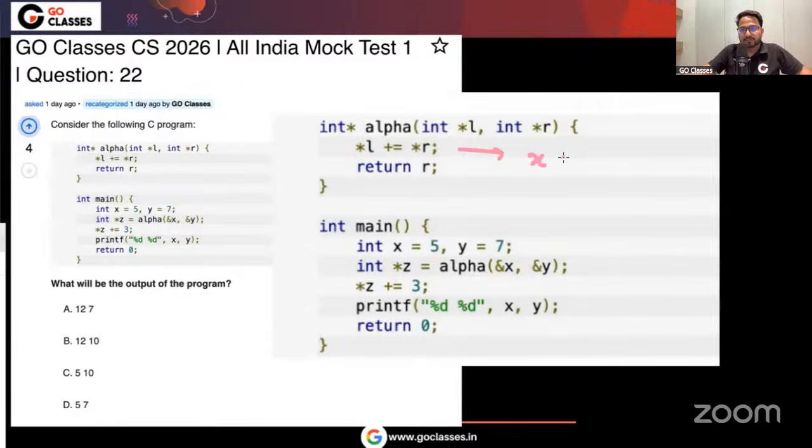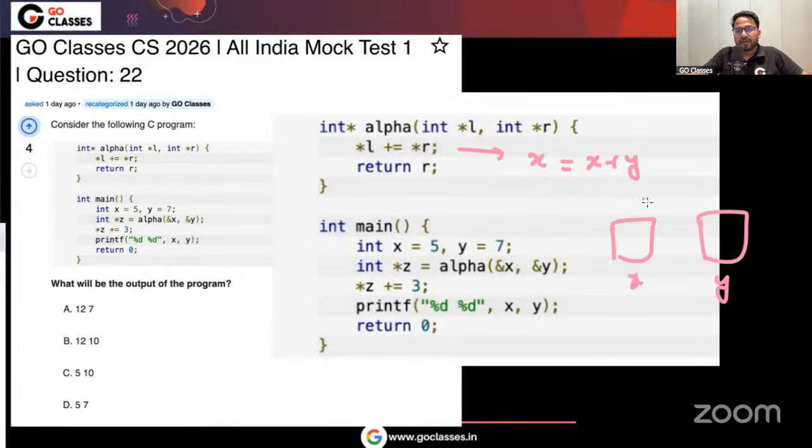So basically it is saying that now star L means X, right? So X equal to X plus Y, which means the X value will now be updated. Initially there are 5 and 7. Now the X value will be updated to 12. Okay, 12.